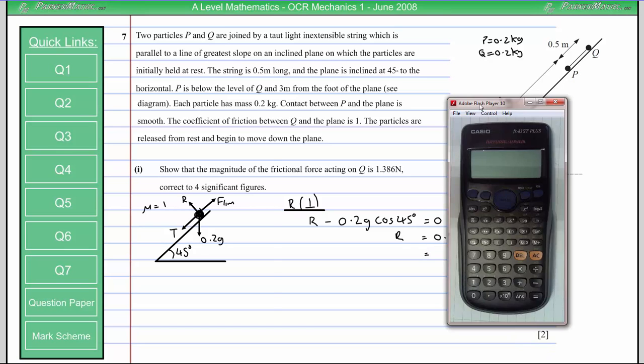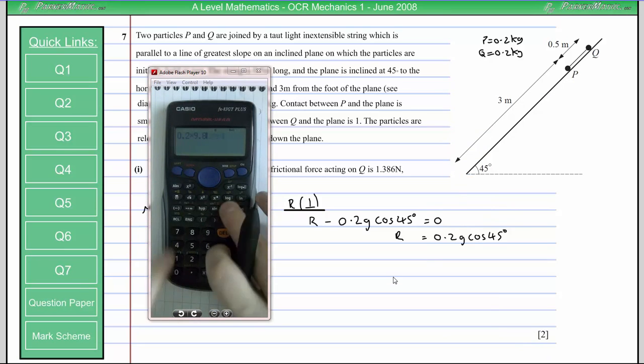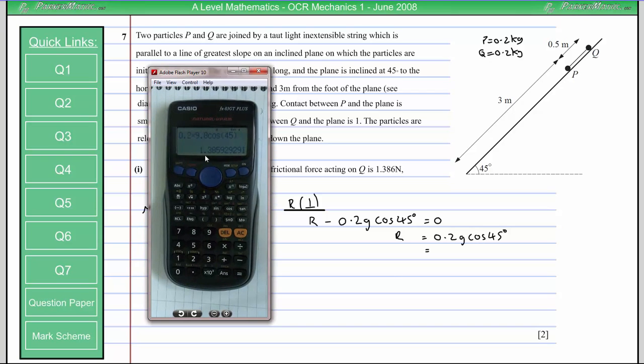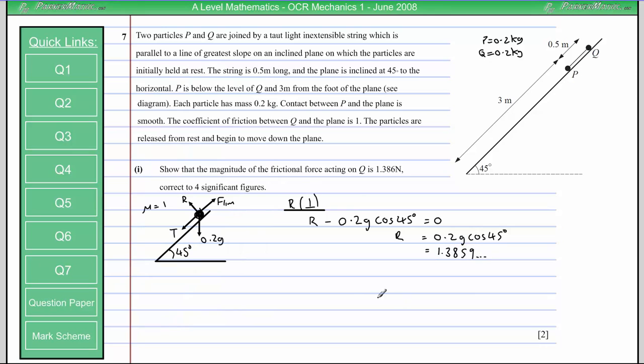And if we put that into our calculator, we get 1.3859 and so on. So to calculate limiting friction, we need to do the coefficient of friction multiplied by the normal contact force, which in this case means we're going to multiply 1 by the normal contact force that we've got here, which is going to give us 1.386 newtons to 4 significant figures as required.